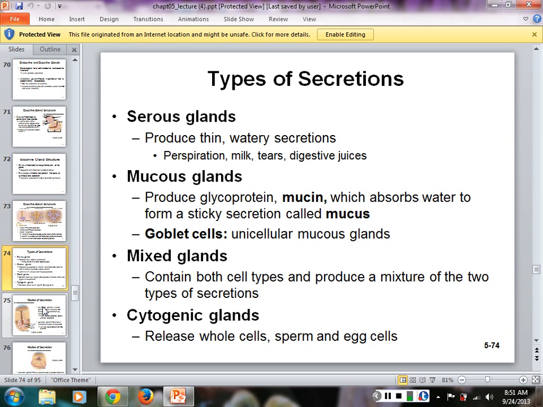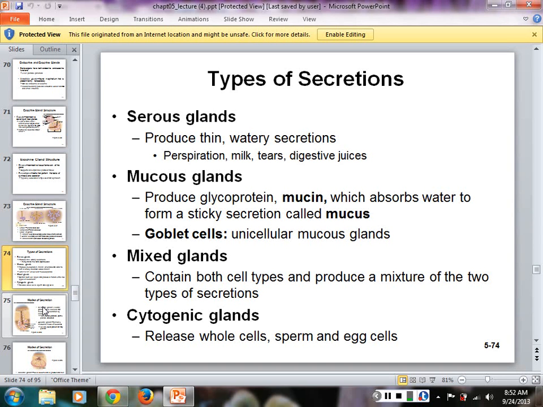So here are your three types of secretions right here. You have serous glands, you have mucus glands, and you have what? The mixed glands. And you have your cytogenic glands. They're different types. So serous glands, of course, the secretion is very thin. It's watery, like your sweat, the milk, your tears, and what? The enzymes in your stomach.